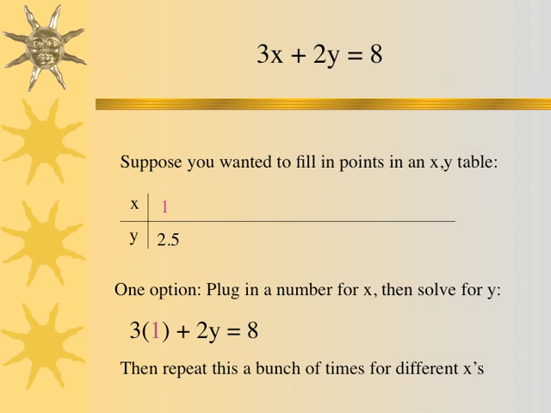So for example, you might plug in a 1 for x, so you'd have 3 times 1 plus 2y equals 8, and you would solve that equation for y, and you would get that y equals 2.5. Then you would plug in a 2 for x. 3 times 2 would be 6, so you'd have 6 plus 2y equals 8, and you'd continue on. You'd repeat this a bunch of times for different x's and see what y values had to go with them to make the equation balance. This seems like kind of a lot of work.